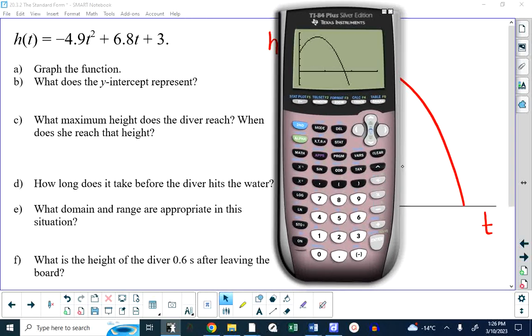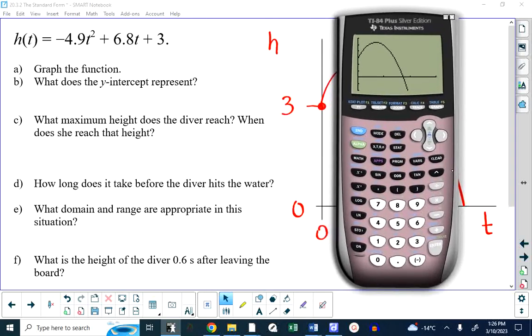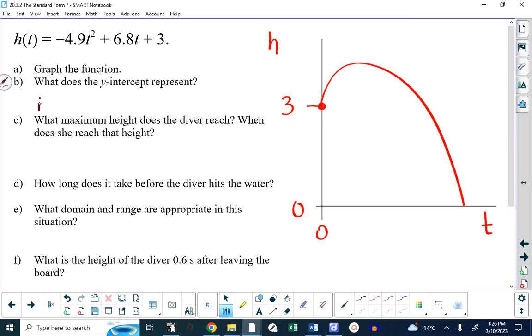What does the y-intercept represent? Well, it's where she starts. Her initial height of 3 meters.